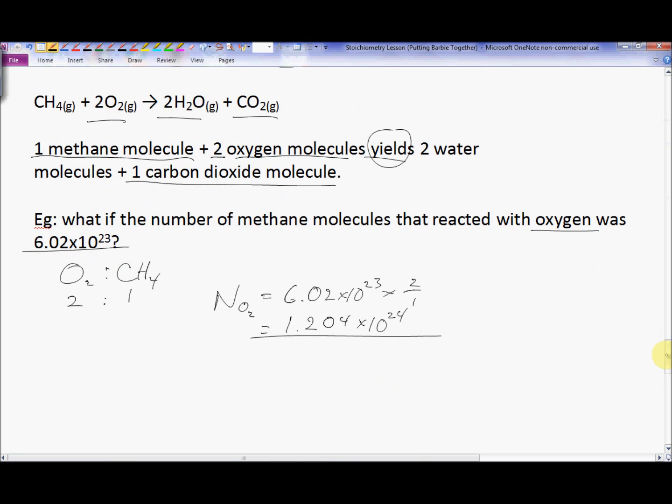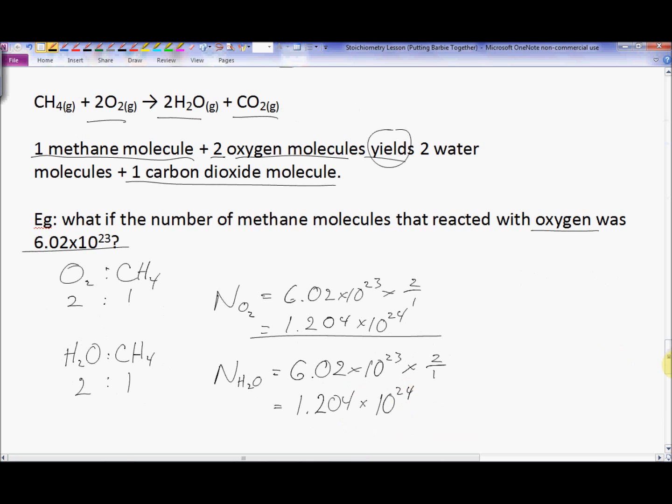Okay, now how much water does it make? Well, the ratio of water produced from the CH4, the methane, as a reactant is also 2 to 1. So the number of water molecules produced, again, is going to be 6.02 times 10 to the 23 times 2 over 1, same as the last equation, 1.204 times 10 to the 24.